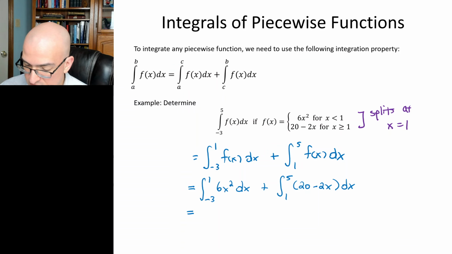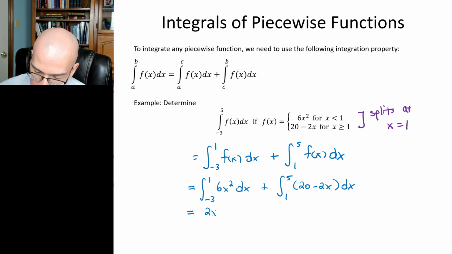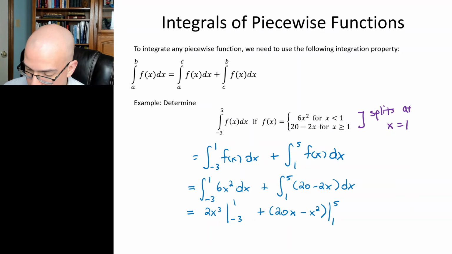We're going to take the antiderivative of each piece and evaluate. So the antiderivative of 6x squared is 6 times 1/3 x cubed, so 2x cubed, evaluated from -3 to 1. The second part, the antiderivative of 20 is 20x. The antiderivative of 2x is 2 times 1/2 x squared, which is just x squared, so minus x squared, evaluated from 1 to 5. And then we can plug in the bounds.